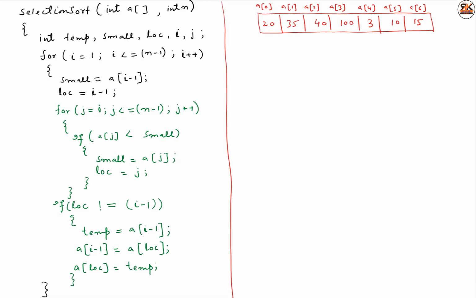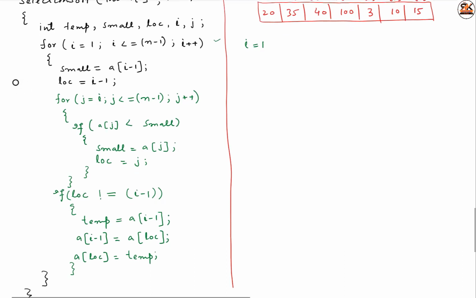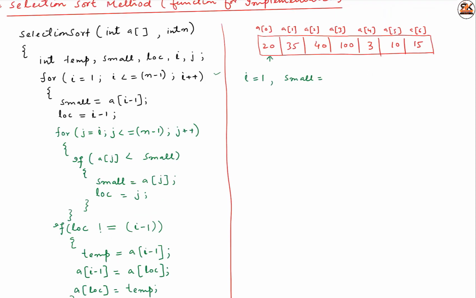the value of I is equal to 1. From this line I can say that I equal to 1, I is less than n minus 1, n is 7 in our case, so I is less than n minus 1, okay, this condition is true. I is incremented here by 1, and here small equals a of I minus 1, I is 1, 1 minus 1 is 0, a of 0, that means this, so small is equal to 20, and location is equal to I minus 1, which means that location is equal to 0.